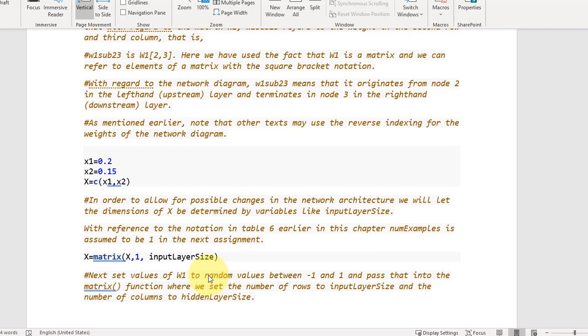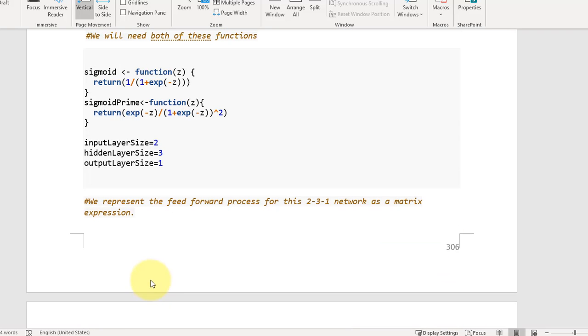Now we want to create a matrix, and we want to assign the values randomly. We said we were going to initially assign the weights in the weight matrix to random values between -1 and 1, and then pass that into the matrix function. We're going to create a matrix where we set the number of rows to the input layer size and the number of columns to the hidden layer size. Going back here, the input layer size by the hidden layer size is 2 by 3, which is exactly what we want, a 2 by 3 matrix.